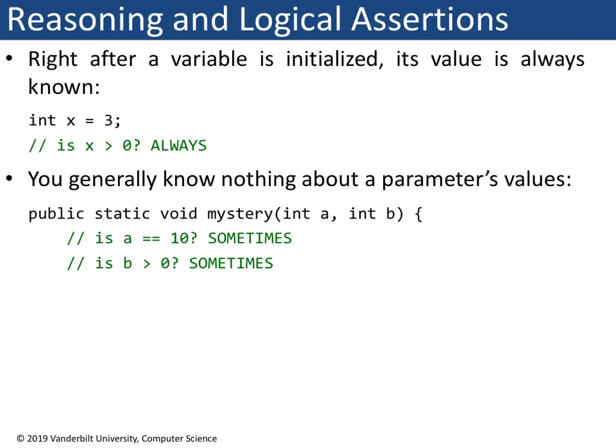But typically you would know nothing about a parameter after its initialization. So when a parameter is passed into a method, we know nothing about whether or not the variable has any particular value. So if we were to ask the question, is a equal to 10, we would have to say sometimes. No matter what we test at this point, we have to say sometimes. Because there's no way to know what the programmer has passed us as a parameter. Maybe they followed our desired preconditions, maybe they didn't.